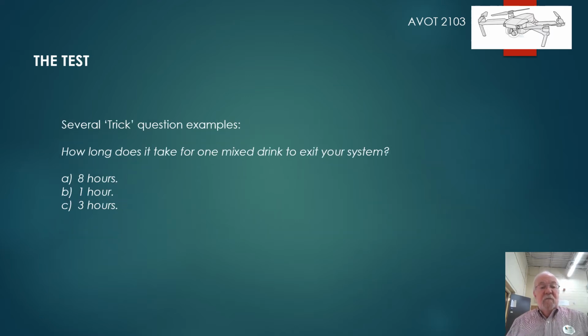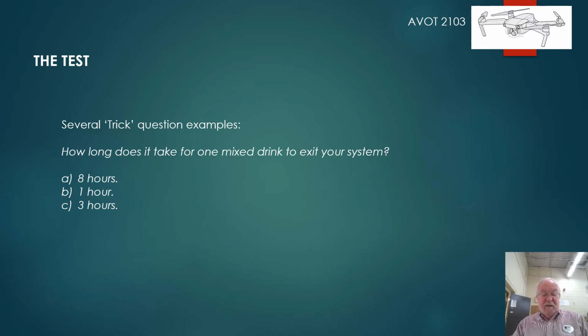Okay, we have a couple of trick questions that have been determined. Here's an oddball one: how long does it take for one mixed drink to exit your system? All right, think about the question. Are they asking about the legal limit? Are they asking about a regulation? Or are they simply asking a question about alcohol in general?